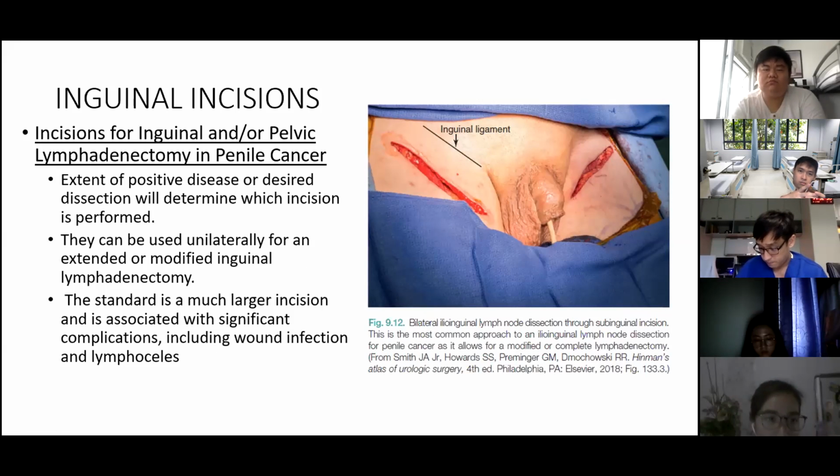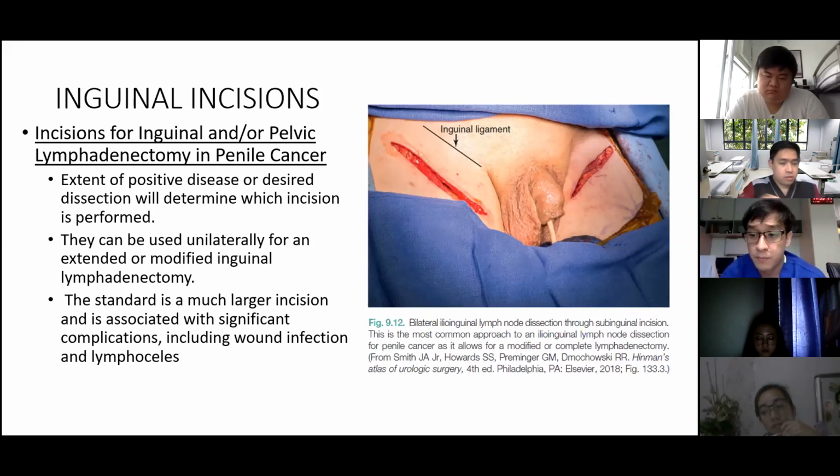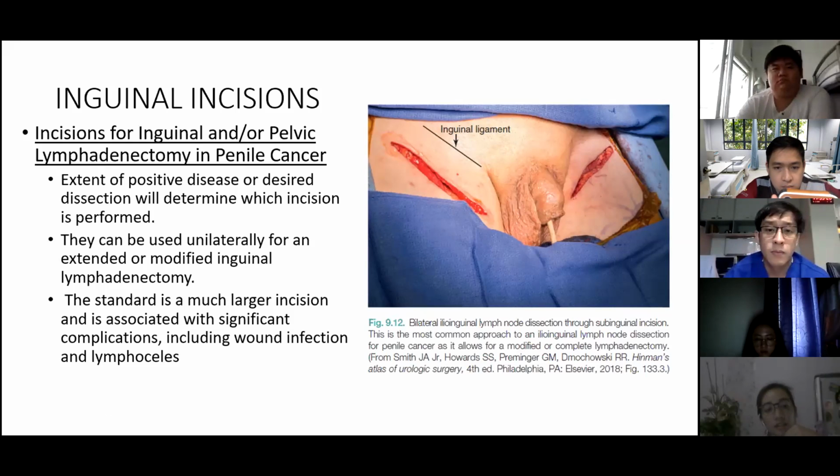For the incisions for inguinal and pelvic lymphadenectomy in penile cancer, the extent of positive disease or desired dissection will determine which incision is performed. They can be done unilaterally for an extended or modified inguinal lymphadenectomy. The standard is a much larger incision and is associated with significant complications including wound infection and lymphedema.